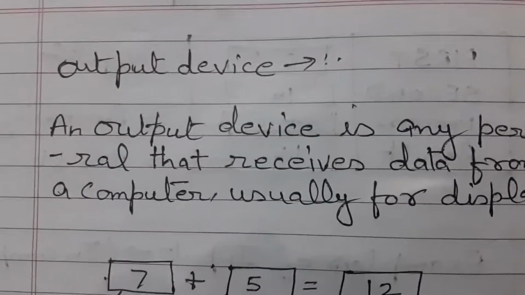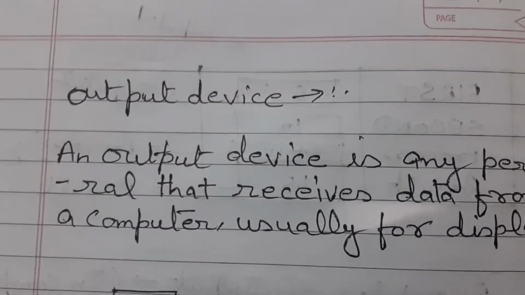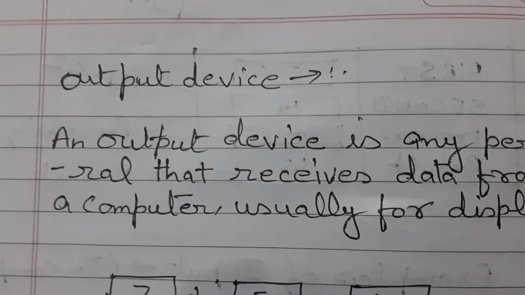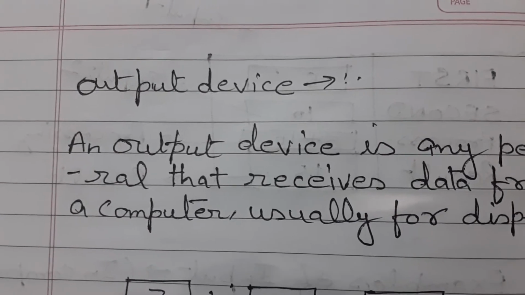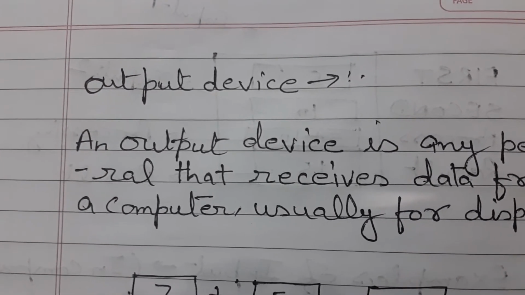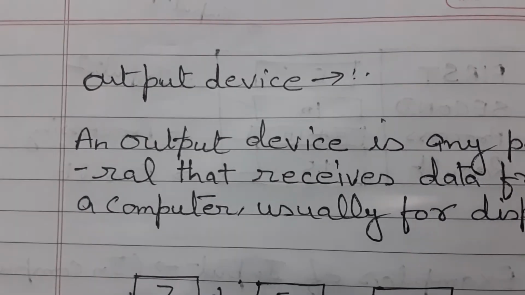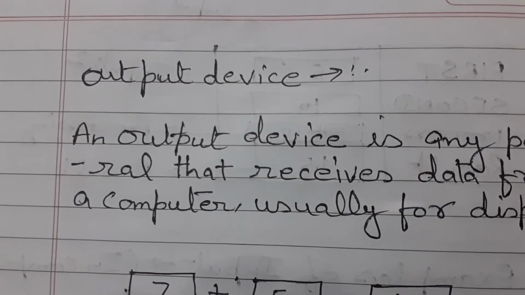In the last video we have discussed the input device. I told you that input devices are what? Actually, for processing the data, input is required to the system, and to give the input to the system we use the input devices. Now the next component which we have to discuss is the output device.